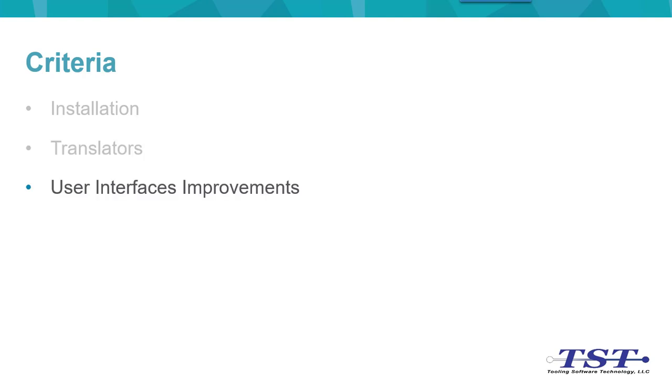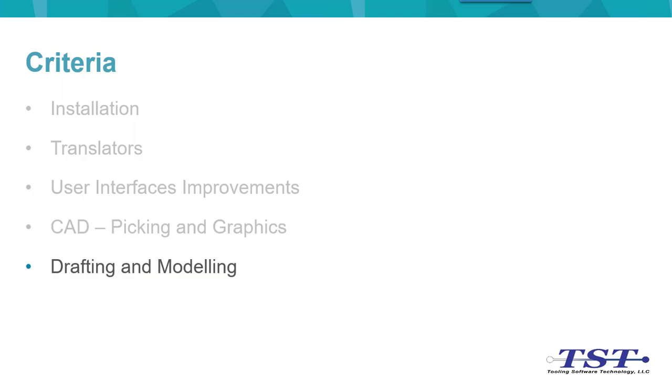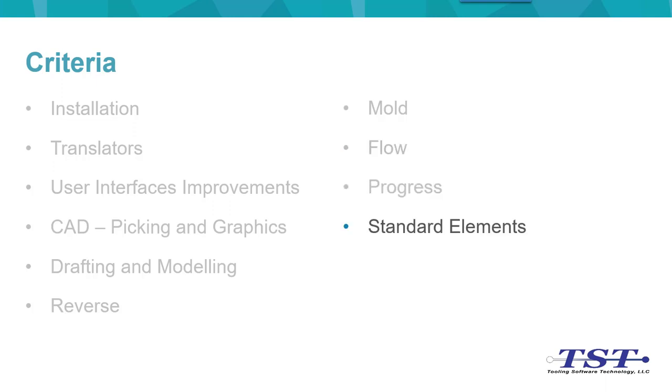So here's the criteria that we're going to be going over in this section: the installation, translators, user interface improvements, the CAD graphic and picking options, some drafting and modeling commands, Reverse, Mold, Flow, Progress, and our standard element package. These are the updates that we're going to be showcasing for each of these modules.